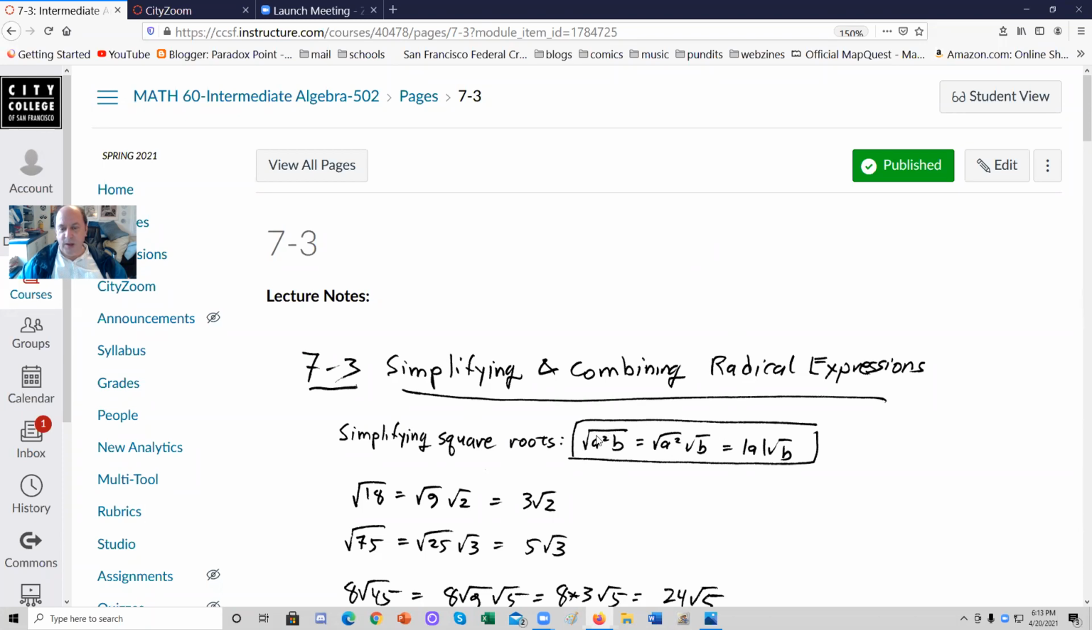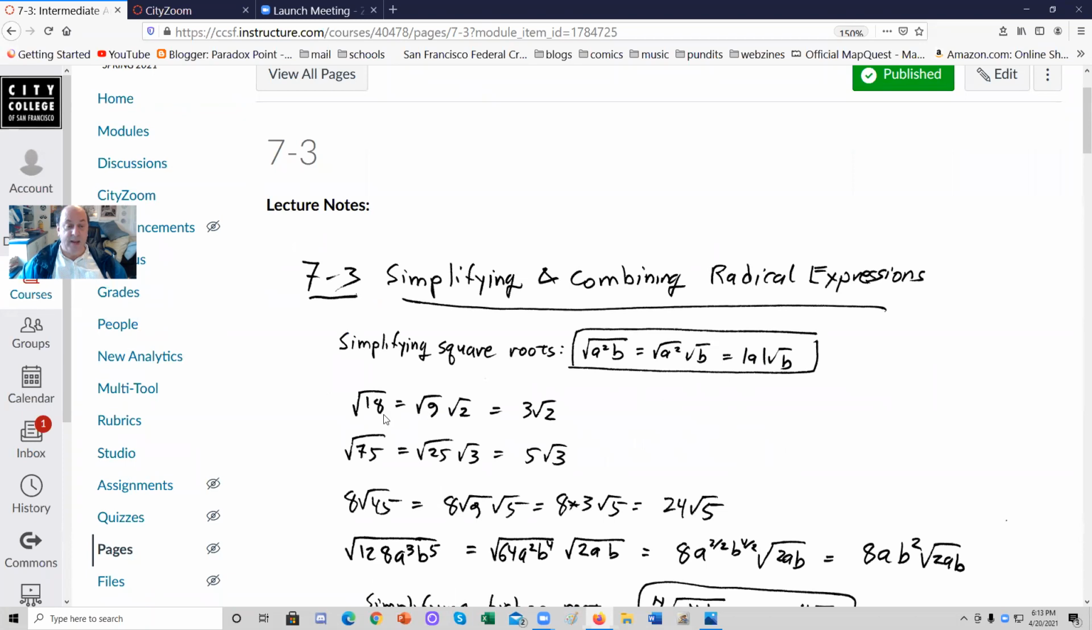and reduce it. The square root of a squared b is the absolute value of a times root b. So for example, root 18: the largest square factor of 18 is 9, so root 9 times root 2, and therefore 3 root 2. Root 75: the largest square factor of 75 is 25, so root 25 times root 3, or in other words, 5 root 3.